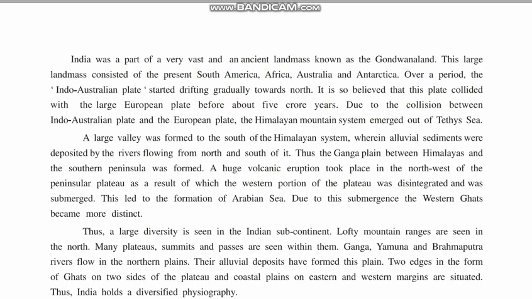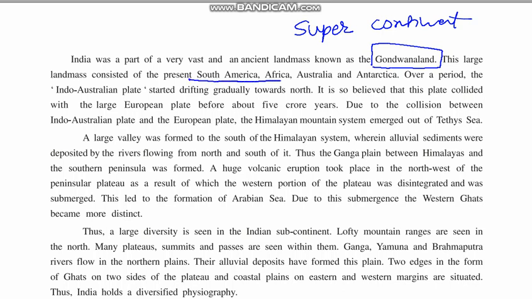India was a part of a very vast and ancient landmass known as Gondwana land. This large landmass consists of present South Africa. So in olden times there were no continents, but there was only one supercontinent, and that was known as Gondwana land. It was a supercontinent, right? And it was called Gondwana land. This large landmass included South America, Africa, Australia and Antarctica.